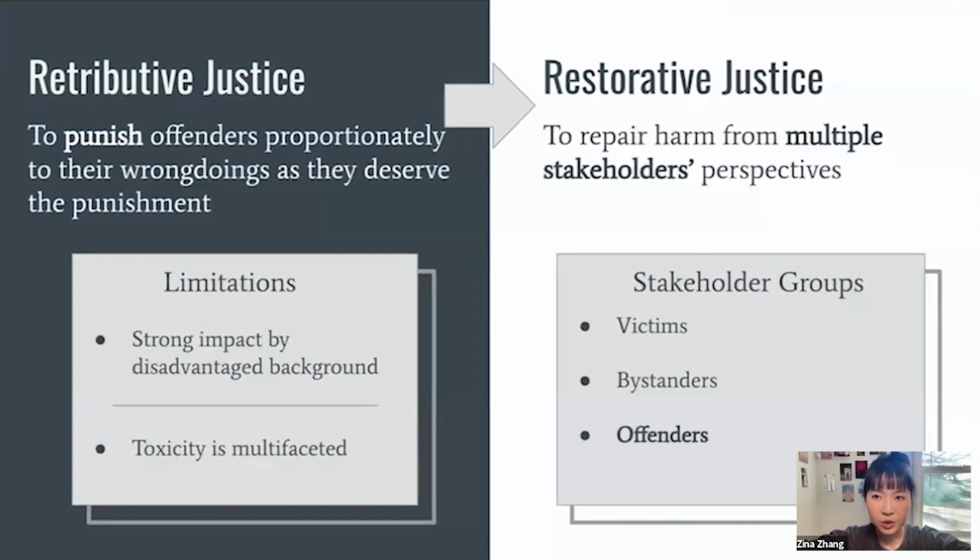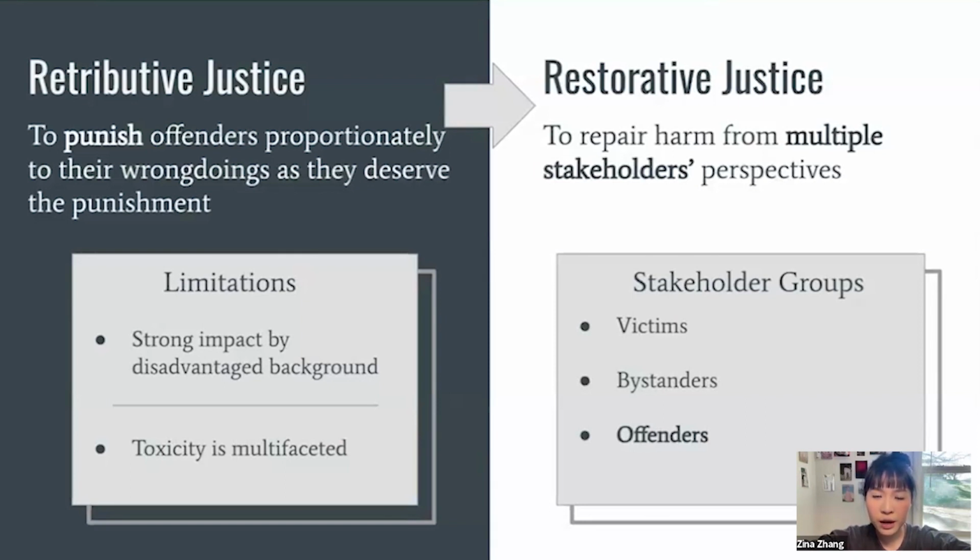Criminologists have reflected on retributive justice and suggested that restorative justice offers some unique benefits and can overcome the limitations of retributive justice. Restorative justice focuses on repairing harm from the perspectives of multiple stakeholders. It is important to clarify that restorative justice does not conflict with retributive justice. We can still rely on retributive justice to establish a fundamental threshold for punishing offenders. However, beyond mere punishment, it is crucial to explore how harm can be repaired and its impact mitigated from a restorative viewpoint to get offenders toward positive behavior changes.